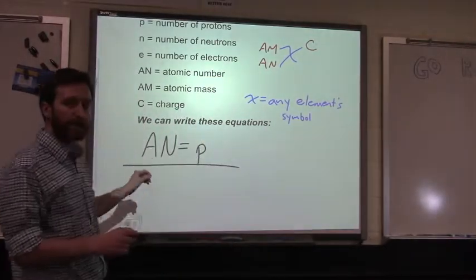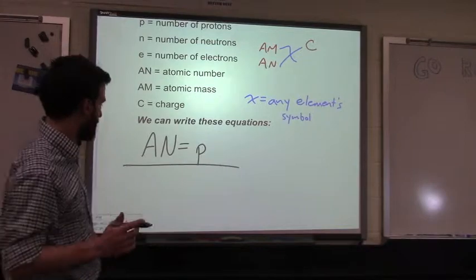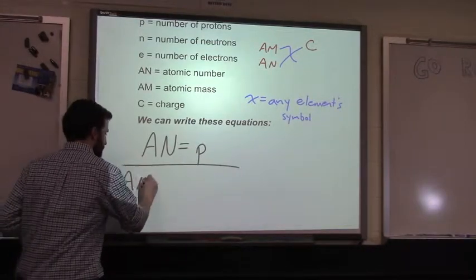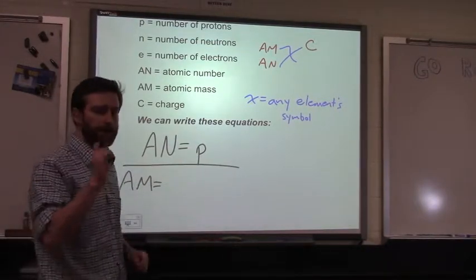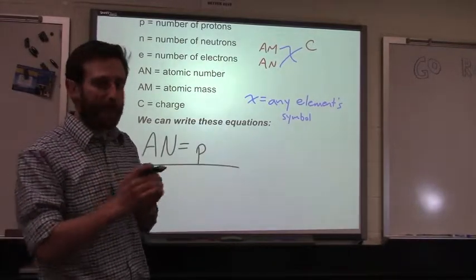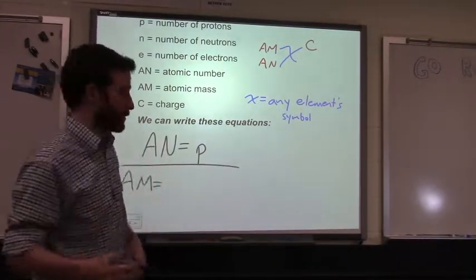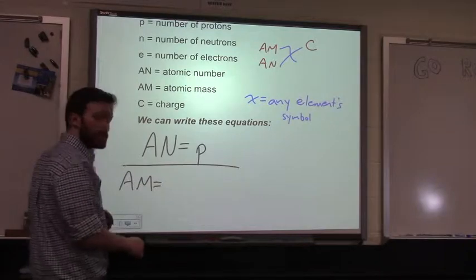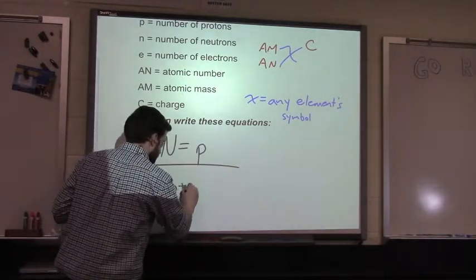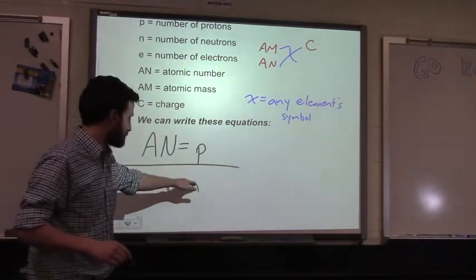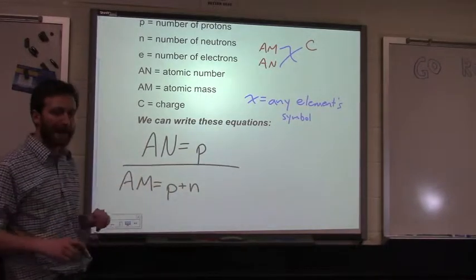If I want to calculate the atomic mass of an atom, AM, I've got to consider what particles give mass to the atom. Well, that's the protons and the neutrons. So atomic mass equals P plus N. Protons plus neutrons equals atomic mass.